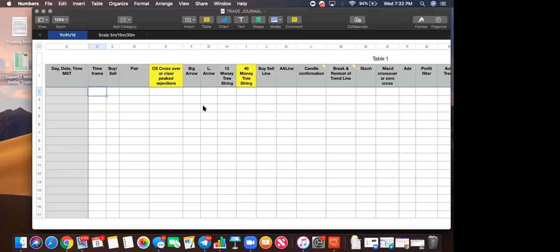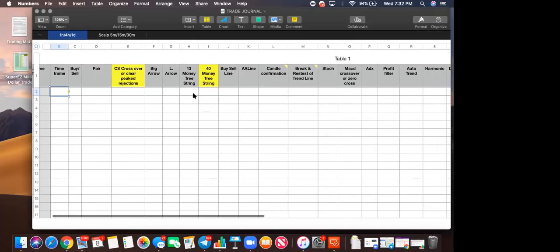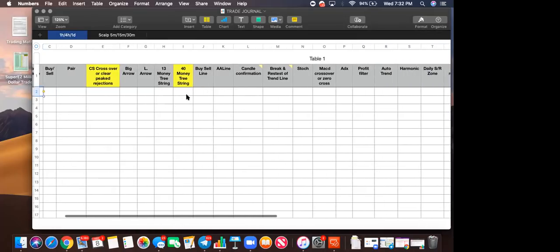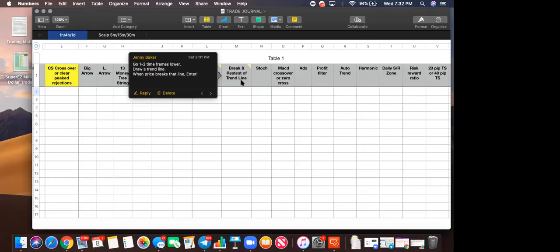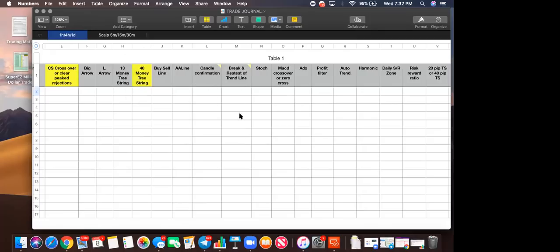This is for my currency strength: big arrow, little arrow, money tree strings, buy sell lines, and how many of these things kind of lined up, break and retest of a trend line. I can show you guys that on the chart if you remind me. It's a really simple thing that a lot of Forex geniuses use, because technically the triple arrows is only a signal. So before you ever take a signal, you still want confirmation. And how you get the confirmation is you draw a trend line. And if it breaks that, then you go in that direction. If it doesn't, then it wasn't ready yet. So that's a strategy literally all on its own.